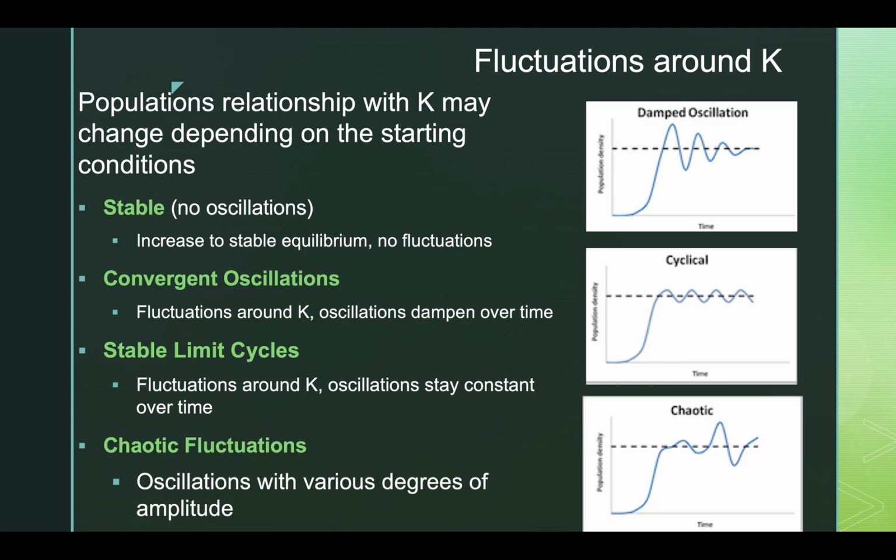Chaotic fluctuations is when there's not really a pattern. So we still see kind of over and under these sort of oscillations around carrying capacity, but like sometimes we'll see it way overshoot and sometimes it'll just be a little bit over. And so this can be affected by a lot of environmental factors, as well as some other random factors affecting population density.